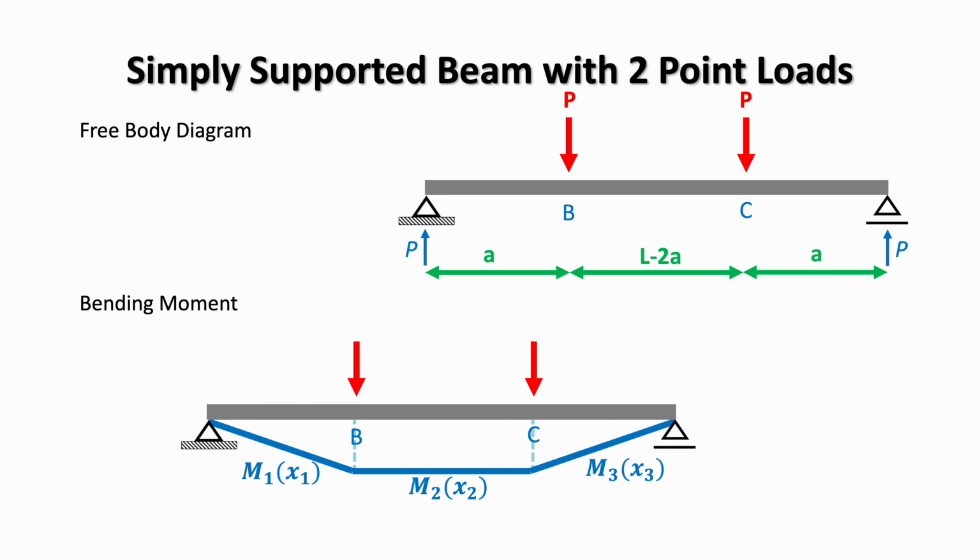At the bottom of the slide, we sketch the bending moment diagram and label the bending moment expressions in each region as M1, which is a function of x1, M2, a function of x2, and M3, a function of x3. We'll now write them explicitly using local coordinates defined earlier.